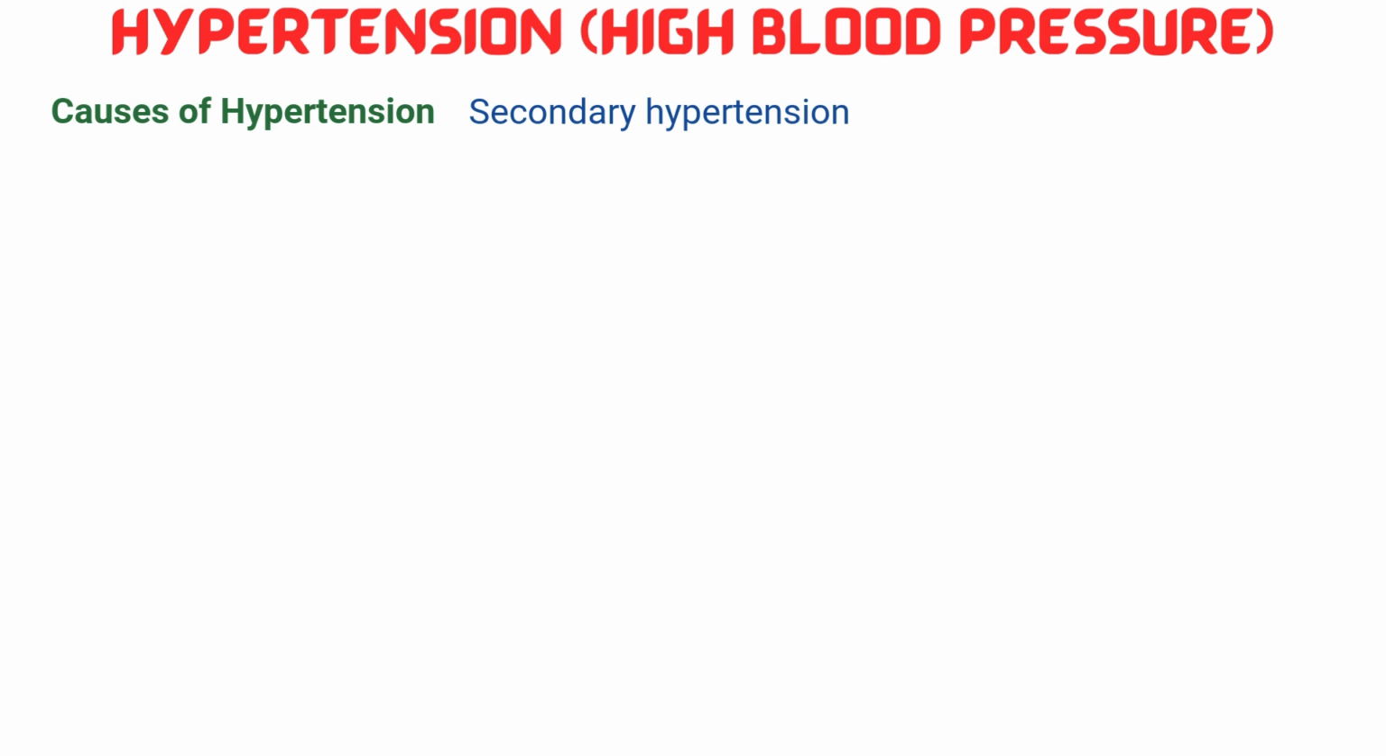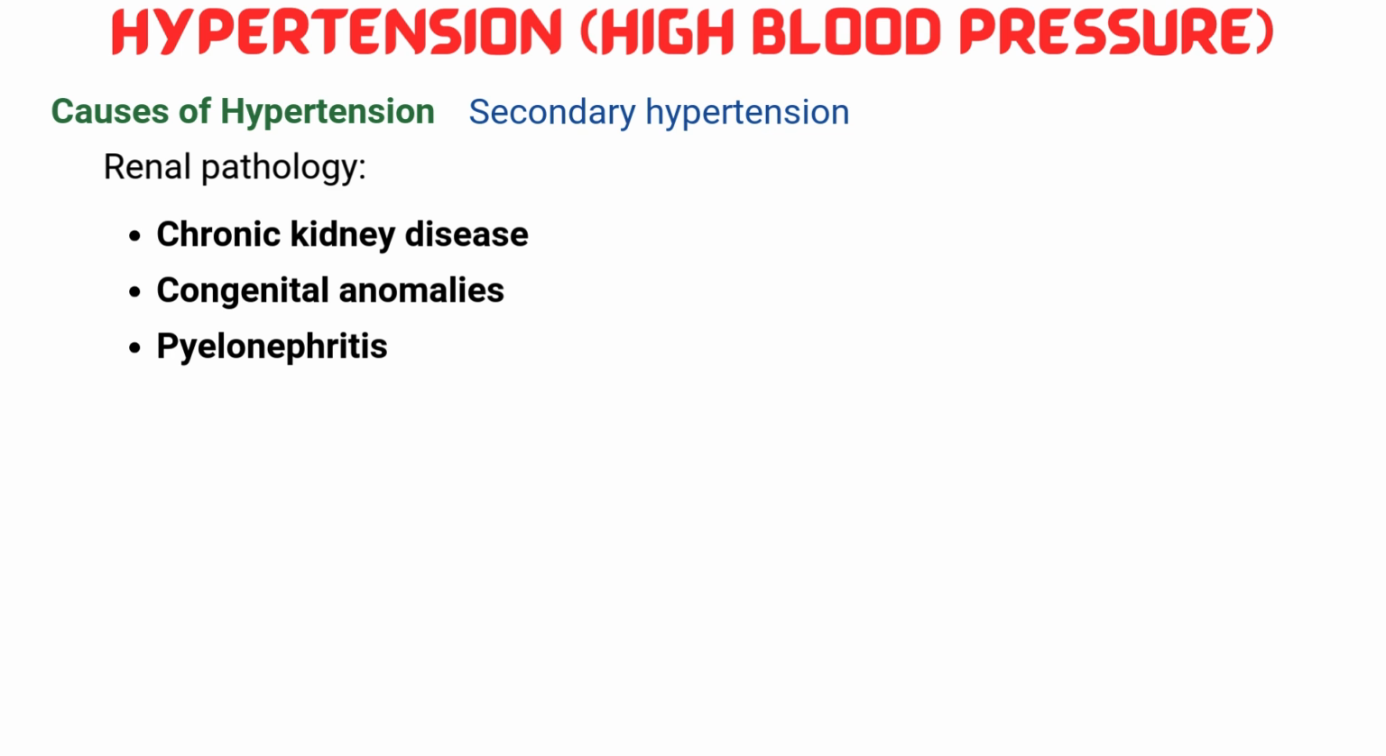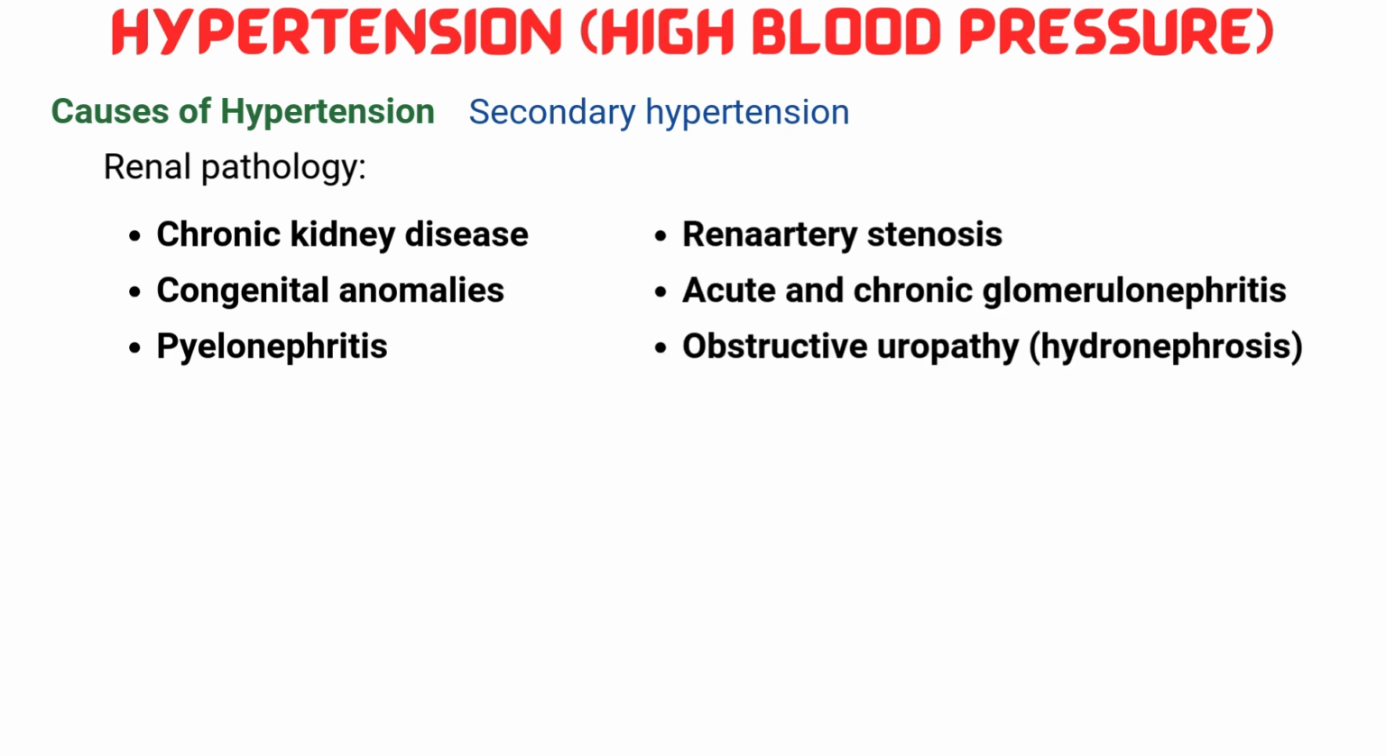There are many different conditions or diseases that can cause secondary hypertension, including renal pathology. These include chronic kidney diseases, congenital anomalies, pyelonephritis, renal artery stenosis, acute and chronic glomerulonephritis, and obstructive uropathy.